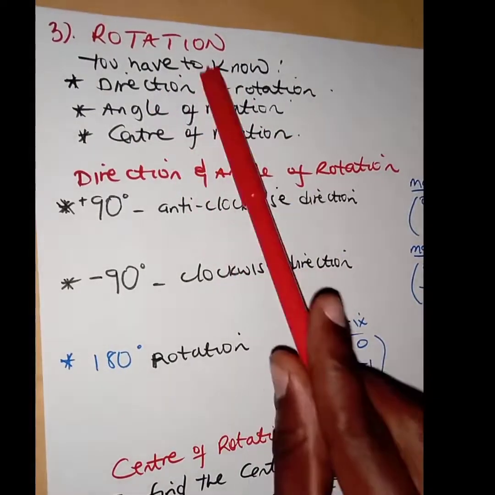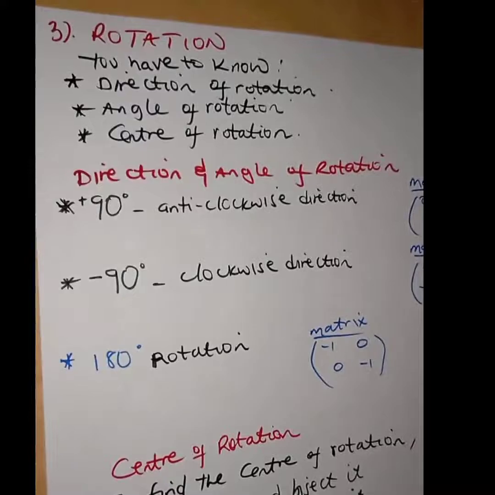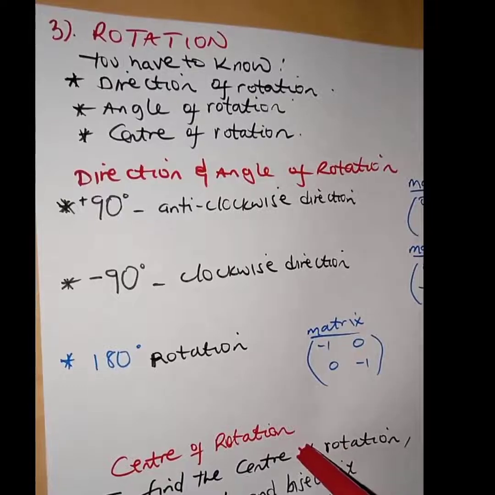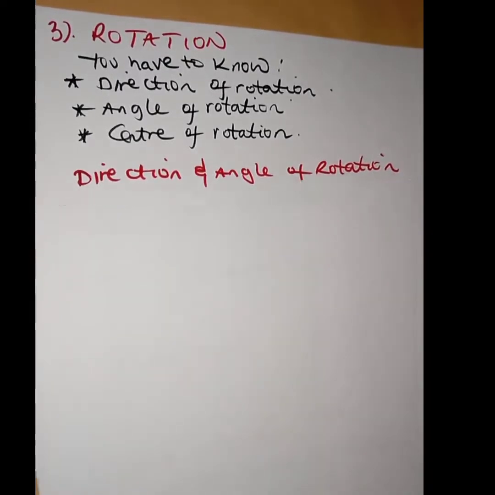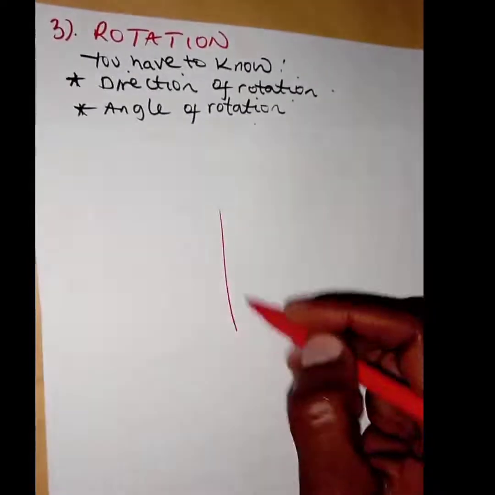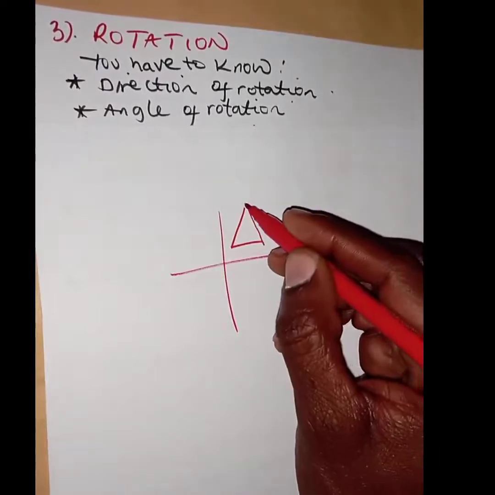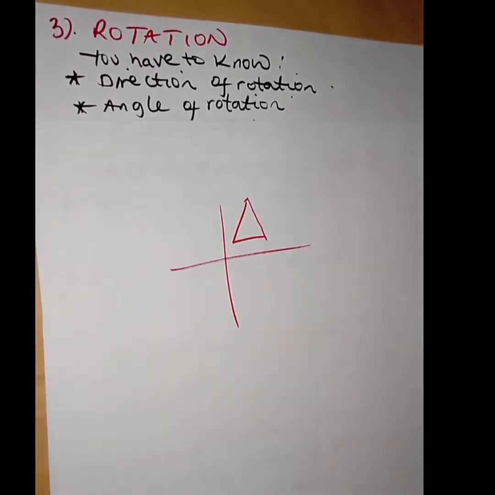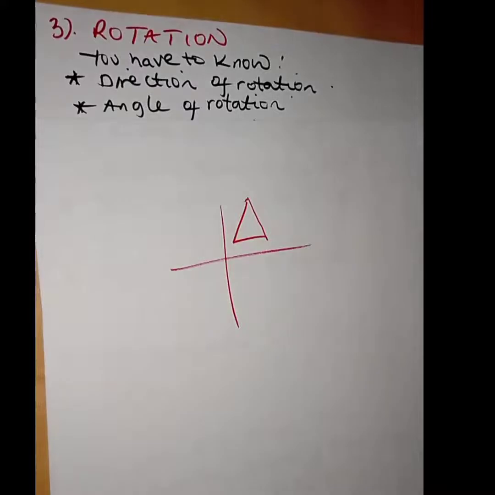Number 3, rotation. On this topic, for rotation, the object will be rotating to form the image. Look at this. If this is your image, you see, the object can rotate. It can be clockwise direction or anti-clockwise. So let's see how we're able to handle that.